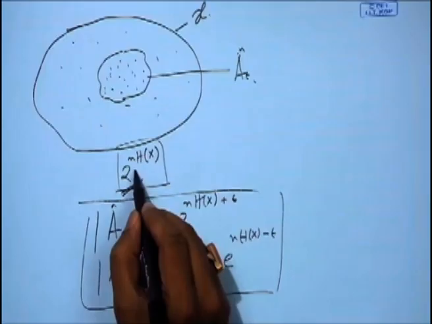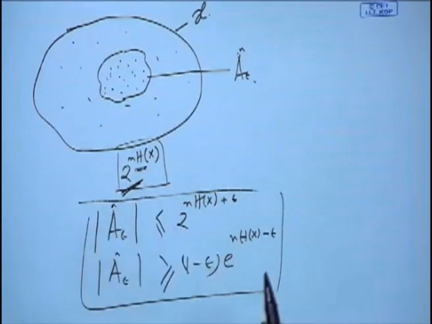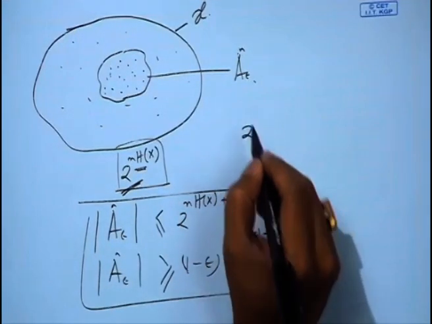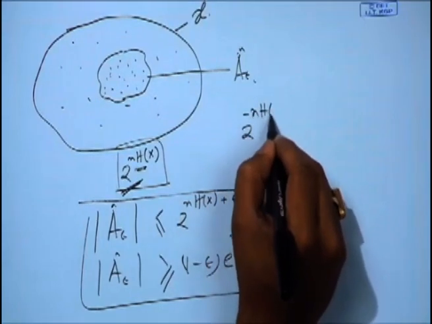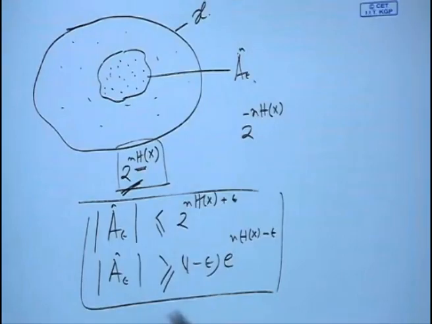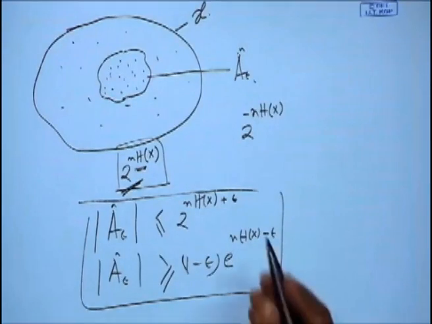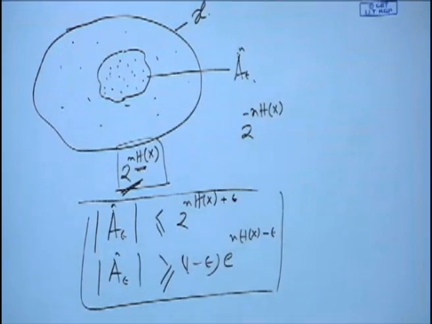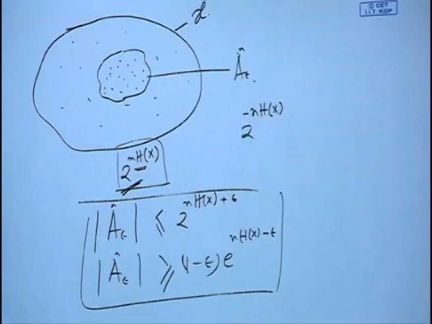The number of such typical sequences is 2 to the power of n h x. It can also be shown, and can be quickly told, that 2 to the power of minus n h x is the probability of a sequence. All the sequences are equiprobable, so the number of sequences in that case is 2 to the power of n h x. You can also justify it in that sense.